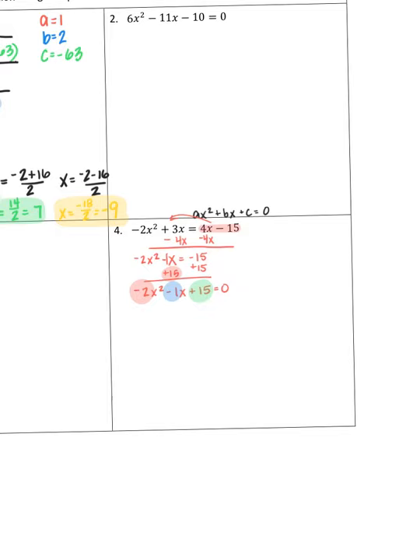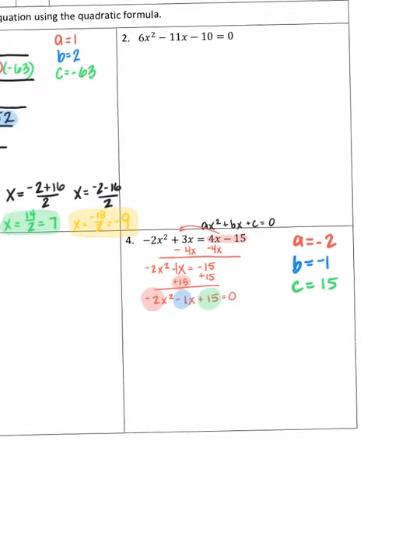And this is going to help you every time to write it out. I would like you to write it out. A equals -2. B equals -1. And C equals 15. Okay? So now what we're going to do is just plug everything into our formula.